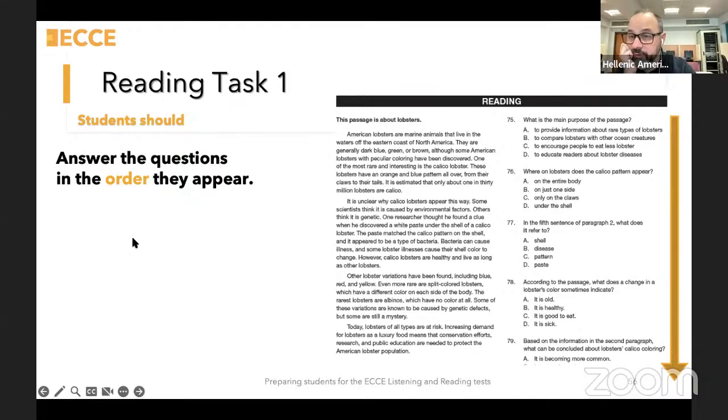We will have to answer those questions in the order we see them, at least at the very beginning, because as was the case with the listening, this is also very, very similar. For the most part, the questions will be answered in the same order that the information is presented in the passage. So I think I have a better slide.